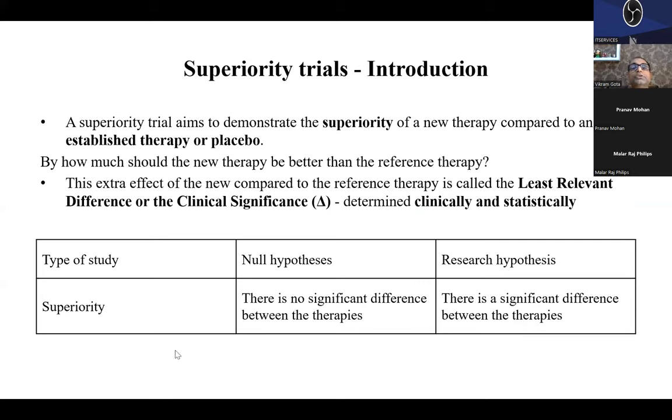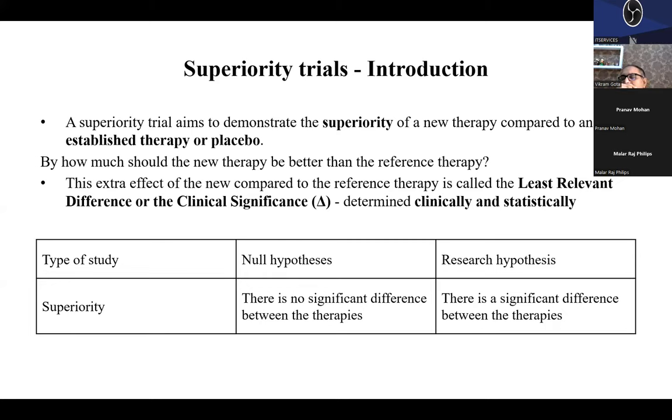So a brief introduction to superiority trials. Superiority trials aim to demonstrate the superiority of a new treatment compared to established treatment. And that is mostly the case, where you want to show that treatment B, which is new, is better than treatment A. You will start with the hypothesis that treatment A is equal to B, and you will reject that and accept that treatment B is better, if that is the case. By now, how much should the new treatment be better?